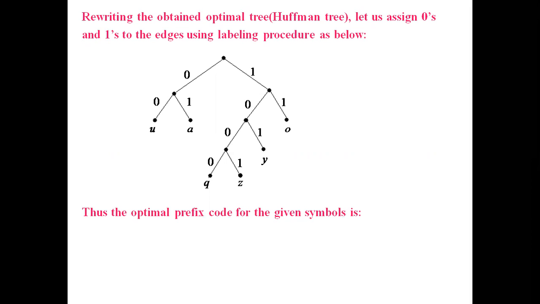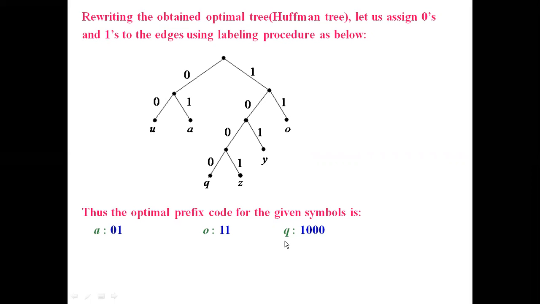Now we will be able to write down the optimal prefix code for the given symbols. So let us write down the code for A first. A has the code starting from the root. You are going to read the code always. So it is 0 and then 1. It is traversing the path 0, 1. So that is why A has the code 0, 1. Next, moving ahead to O. O has the code 1, 1. It is traversing starting from the root, 1, 1.